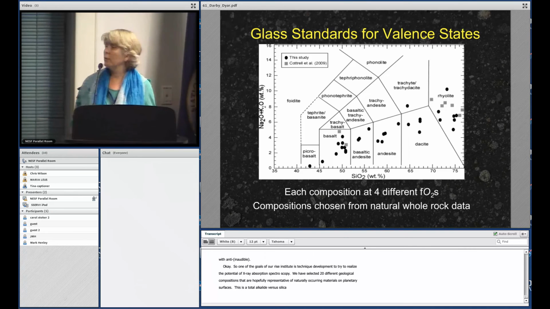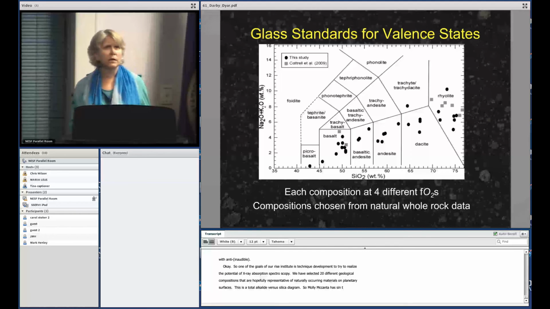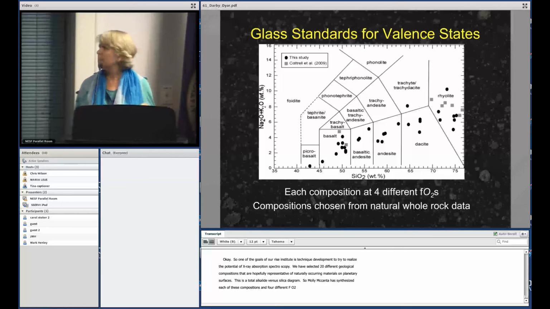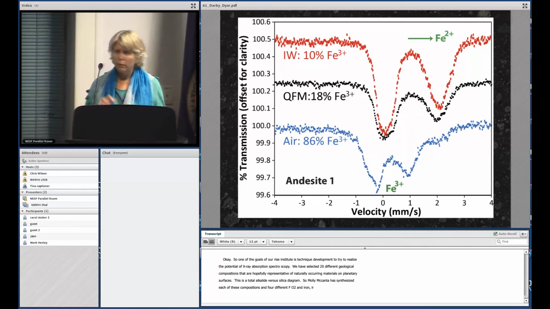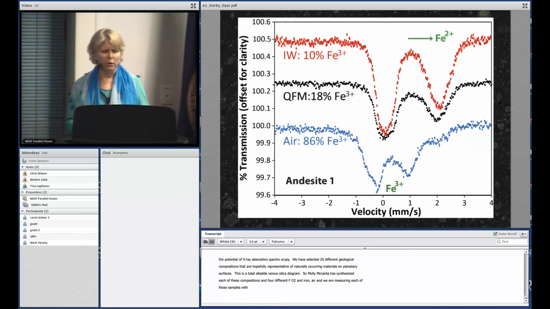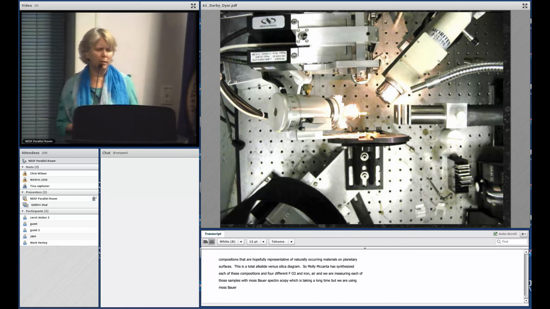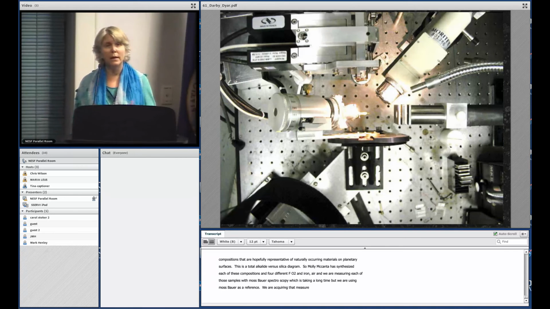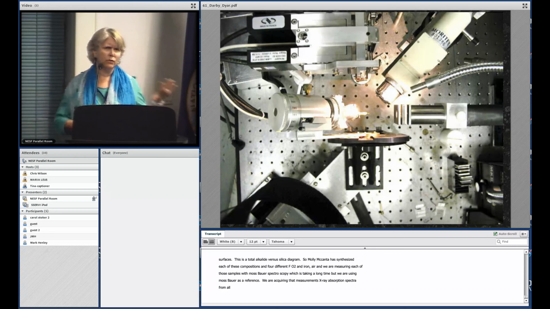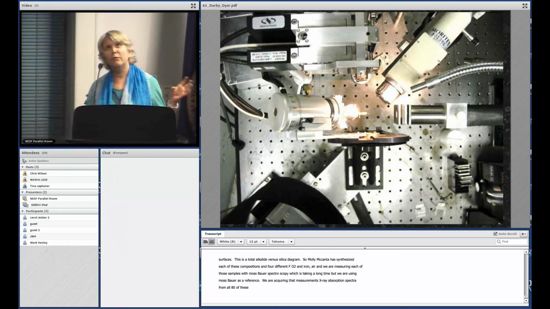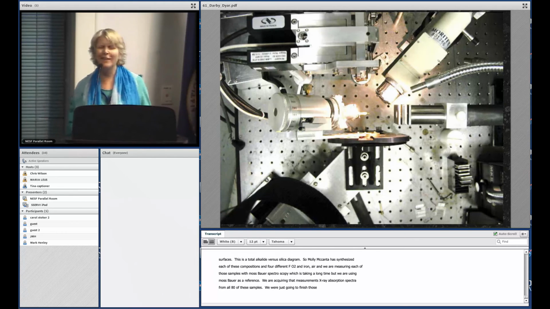So Molly McCanta at Tufts University has synthesized each of these compositions at 4 different fO2s: iron-wüstite, air, CO2, and QFM. And we are measuring each of those samples with Mössbauer spectroscopy, which is taking a long time. But we are using Mössbauer as our reference, so we know how much ferric and ferrous iron is in each one. We are acquiring the X-ray absorption spectra from all 80 of these samples, not only at the National Synchrotron Light Source, which is about to close. We're just going to finish those measurements hopefully next weekend, and also at the APS in Chicago, and then eventually at the new NSLS-II at Brookhaven.